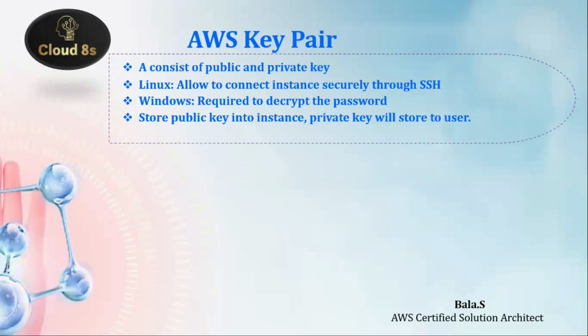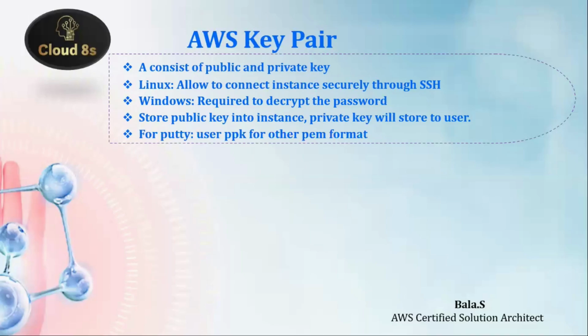As I mentioned, the public key is contained at the instance level, and the private key is stored on our local machine. So don't forget to store that private key. When we are creating the EC2 key pair, the private key is automatically downloaded to your local machine. Once it is created, you can't download it again. So be sure about that and ensure the availability of that key pair.